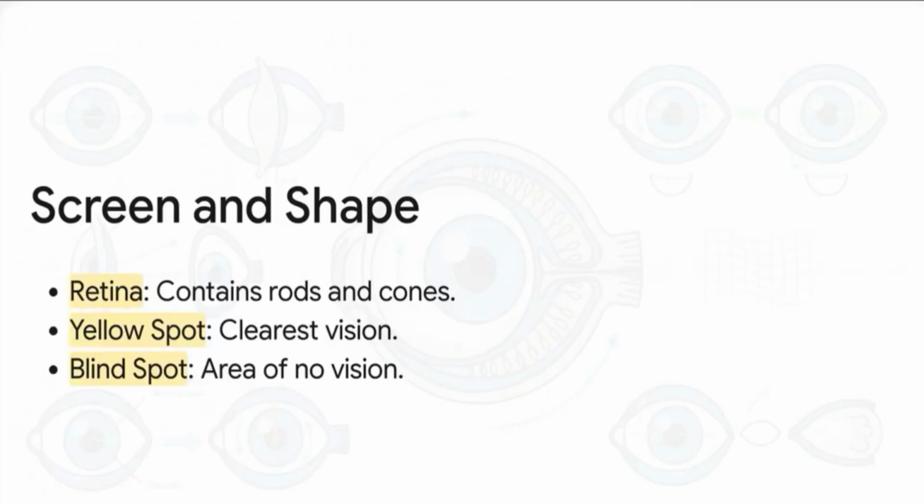On the flip side, just below that, is the blind spot. This is exactly where the optic nerve leaves the eye to head to the cerebrum, and where blood vessels enter. There are 0 rods or cones here, meaning you literally have no vision in this tiny specific spot.